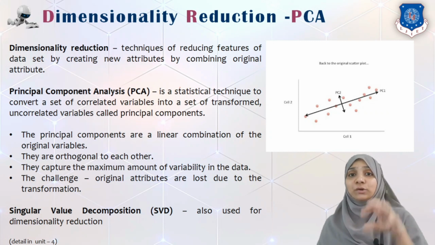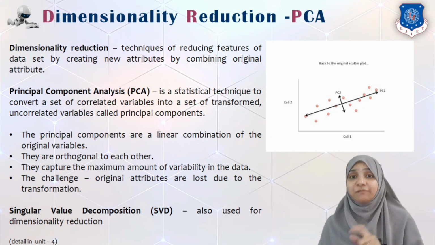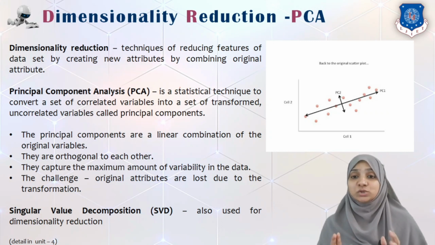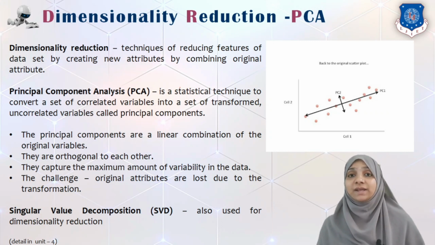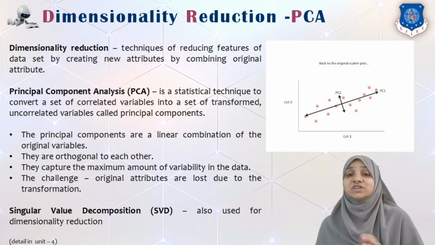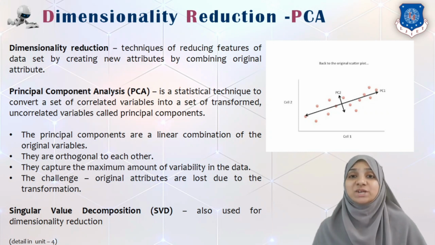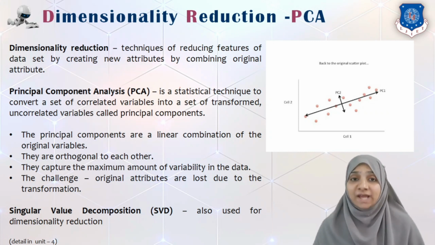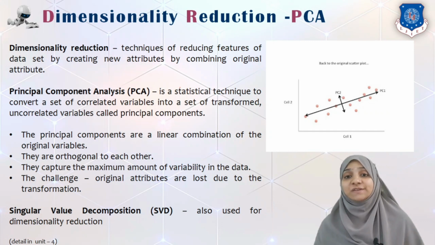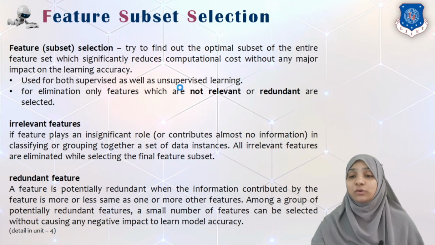Okay, so we will look into the procedure of PCA in more detail with the help of an example in unit 4. But for now, you just need to remember it is a statistical technique which converts n dimensions to k dimensions. It captures maximum variability in data and can produce a data set which has almost zero covariance. Another method of dimensionality reduction is singular value decomposition, which will also be covered in detail in unit number 4.